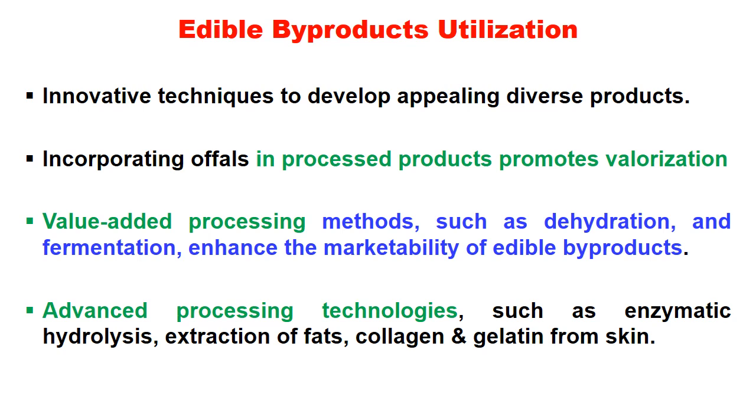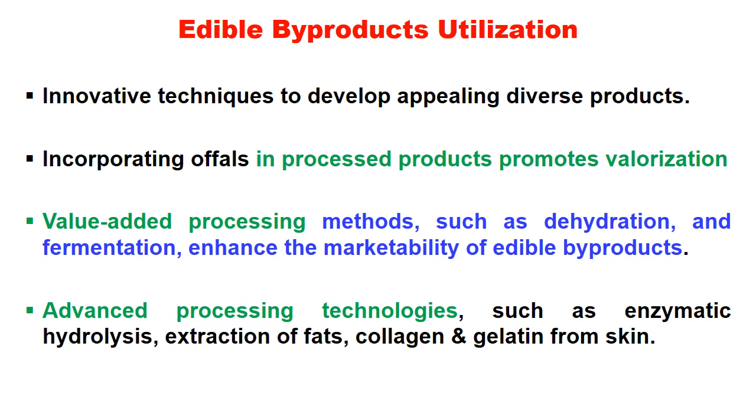One of the approaches is incorporating these edible offals in processed products and promoting valorization. Like gizzard, liver, heart, all these things we can very well use in the processed products or in ready to eat meat products, or we can process them separately and independently and make use of them. A few of them we are going to discuss.